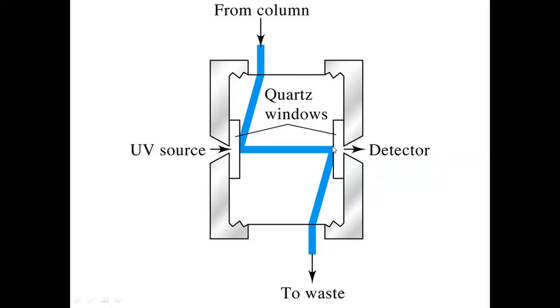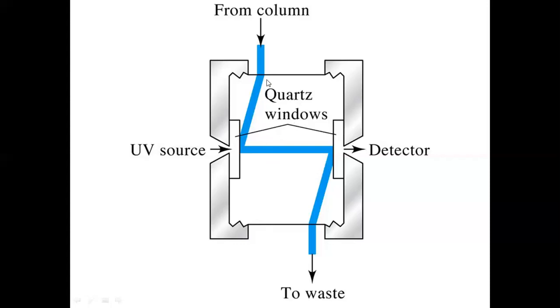These two are the quartz windows. Quartz windows are provided because if the windows are made of materials other than quartz, they are prone to interact with the UV light radiation. So in order to eliminate that problem, quartz windows are made available.